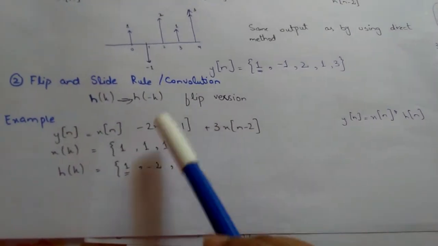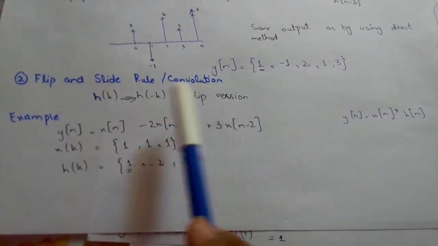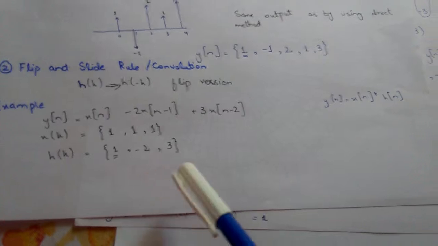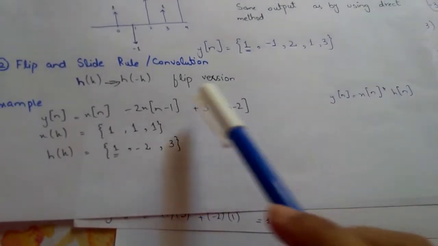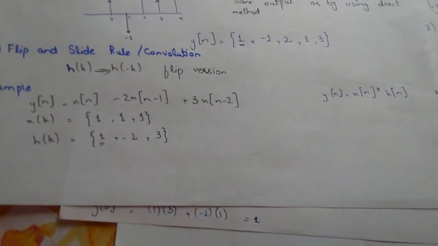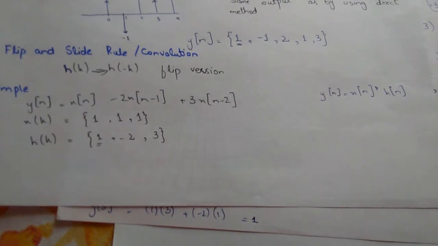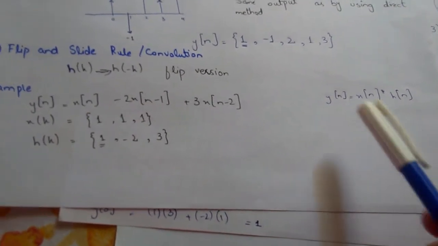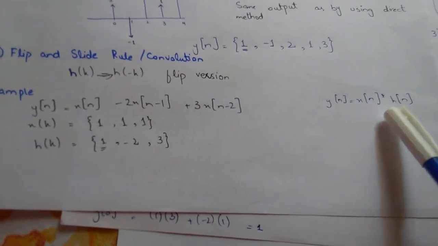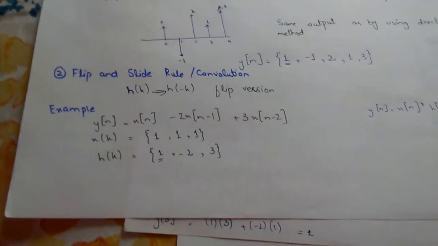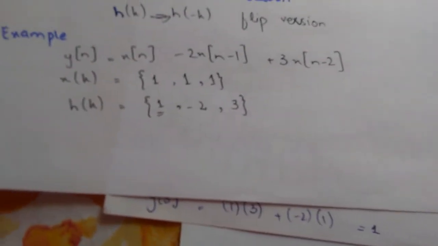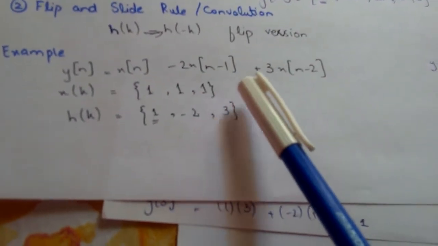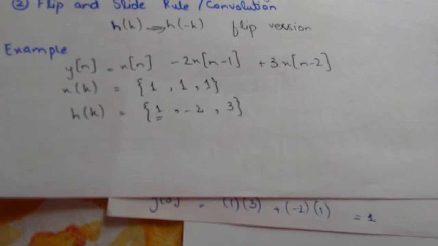Flip is h of k is equal to h of minus k. It is the flip version of h of k. This is also called convolution. For convolution, there is multiplication of two signals, like y of n is equal to x of n convolve with h of n. Consider an example of the flip and slide method. Y of n is equal to x of n minus 2x of n minus 1 plus 3x of n minus 2.